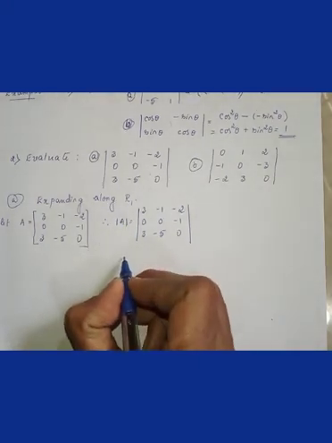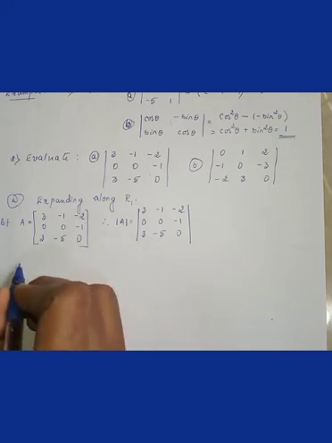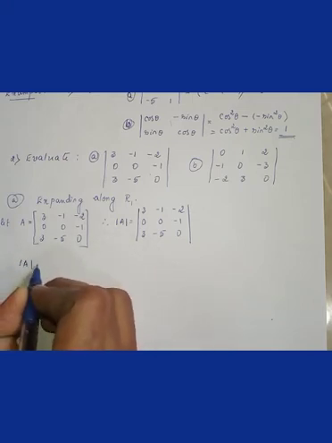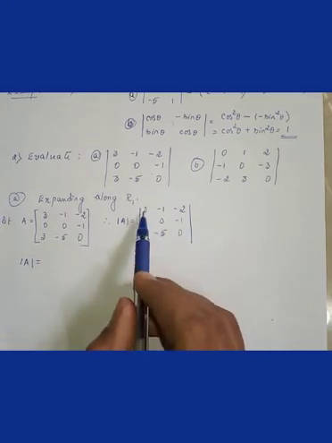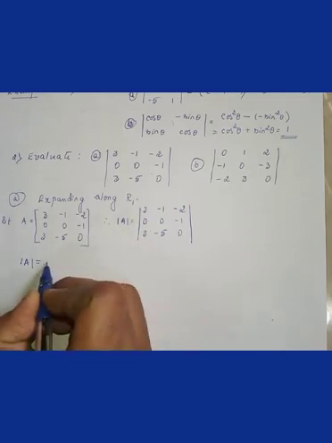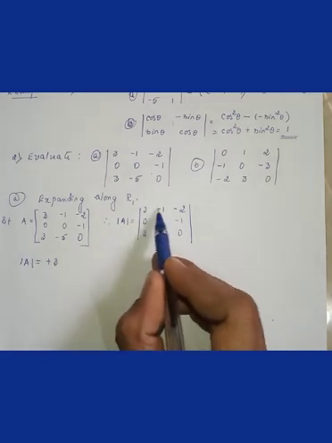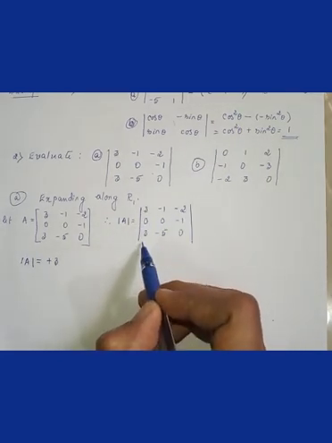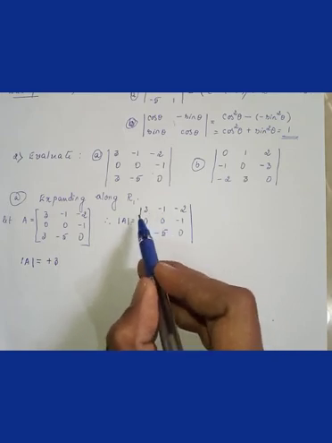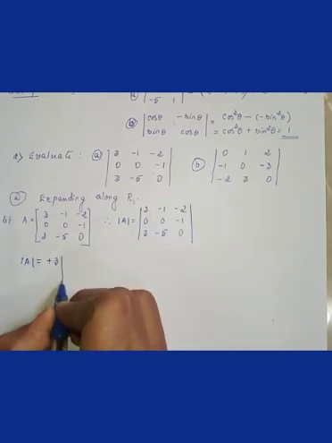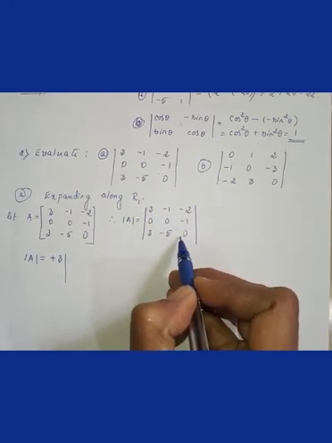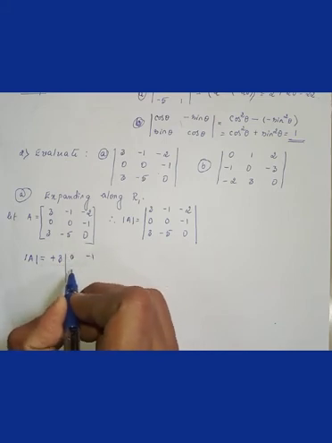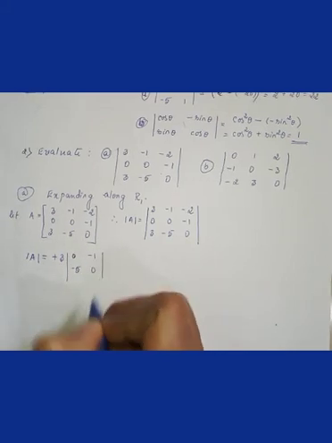So I'll begin here. Determinant A is equal to, along the first row, I told you that for the first row you take plus for the first entry. So plus 3 into the determinant obtained by deleting the first row and first column. What you'll get is the determinant of 0, minus 1, minus 5, 0.